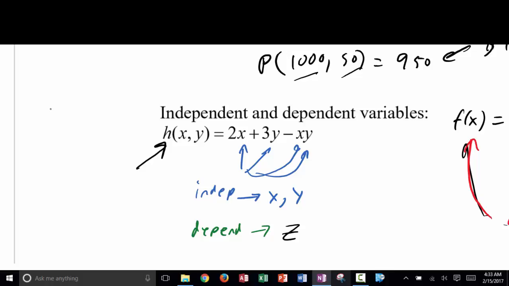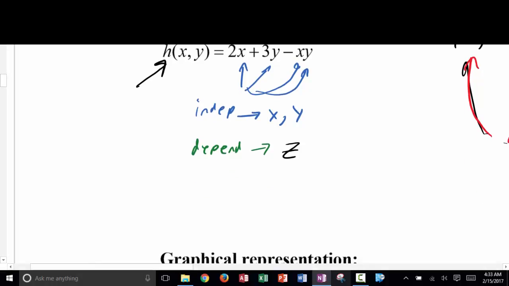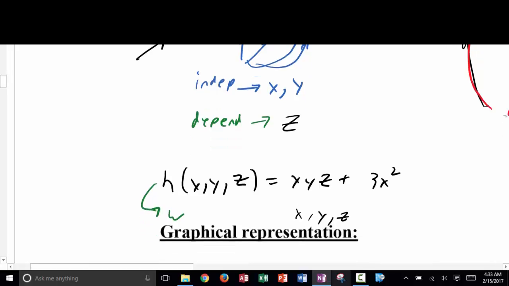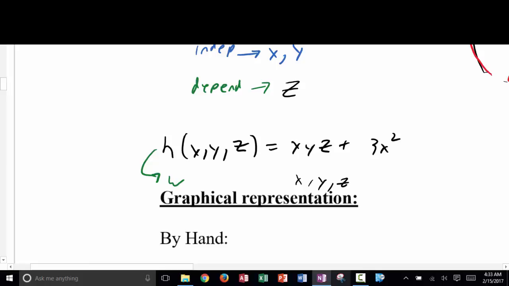If you had another function, maybe that looked like h of x, y, z, where we're going to have something like x, y, z plus 3x squared, something like that. Well, my independent variables here would be x, y, and z. So therefore, my dependent variable, what am I going to call it? Oh, w. Great. Okay. So it's just for you.